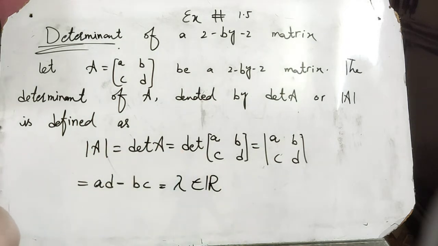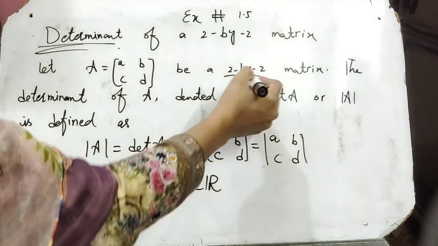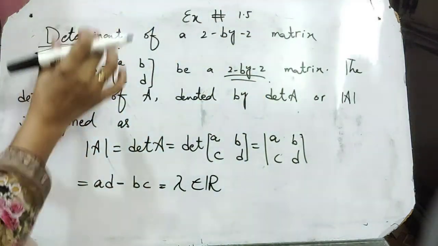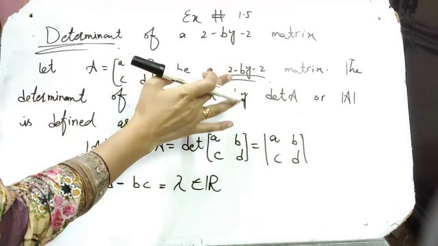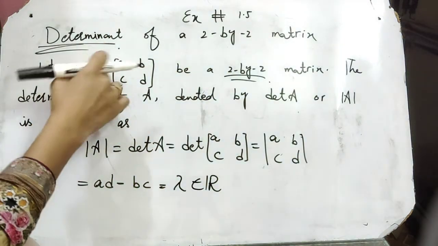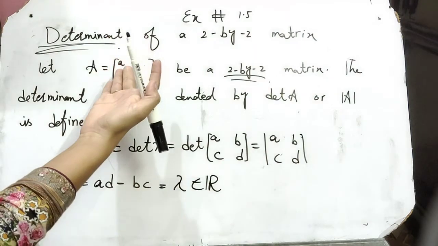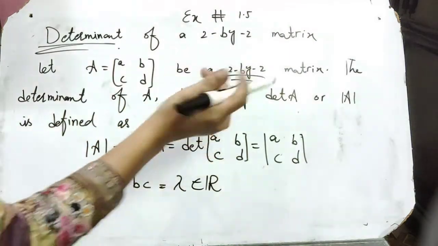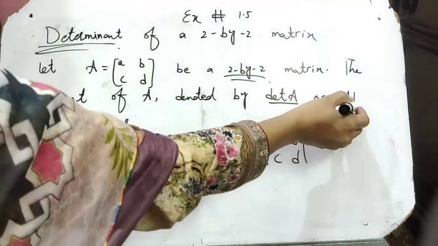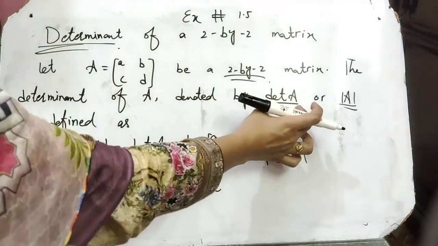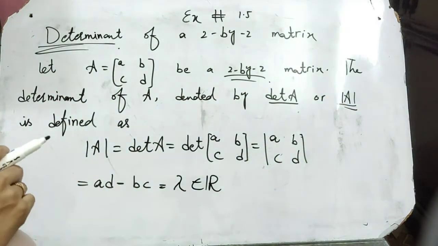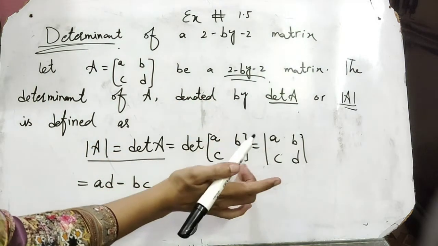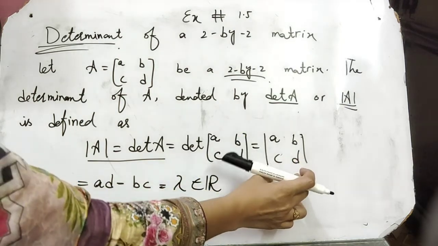What does it mean? First of all, what is a 2 by 2 matrix? A 2 by 2 matrix is a matrix which has 2 rows and 2 columns. So we take a matrix A which has 2 rows and 2 columns, that means it is a square matrix A, B, C and D. You can take any entries. The determinant of A is denoted in two ways: this is determinant of A and this is also determinant of A. It is defined as the determinant of A, putting in the value of A, equal to this.